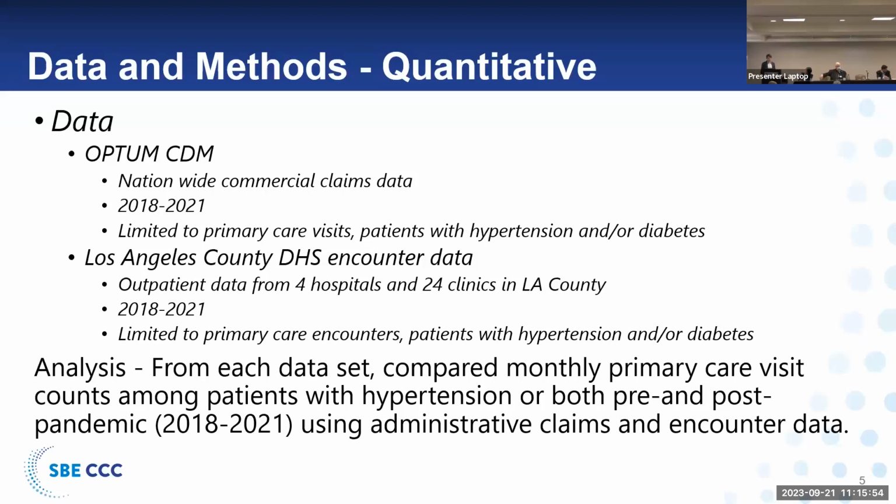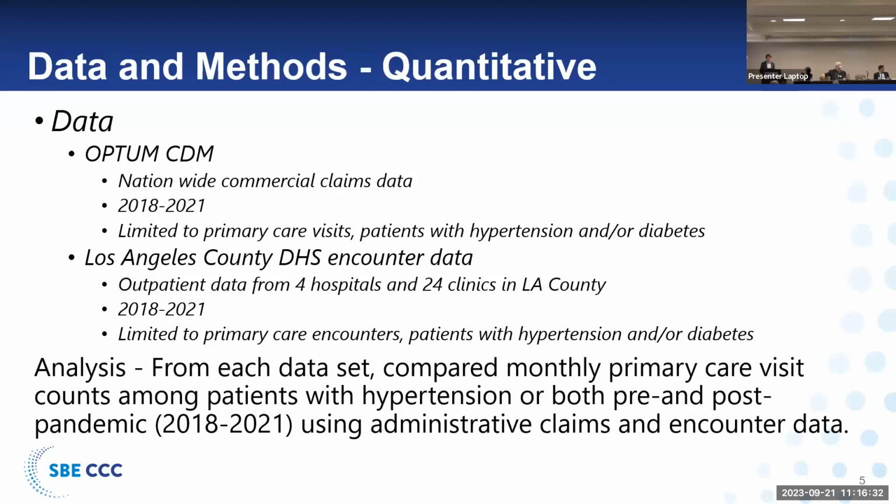And then we also have data from the Los Angeles County Department of Health Services, which is a very large urban safety net system. So it has 4 hospitals, about 24 outpatient clinics. So it's a very large health system situated within LA County, which has a population of 10 million. So it's bigger than something like 42 other states, right? And we limited this data again to primary care encounters, patients with hypertension or diabetes.